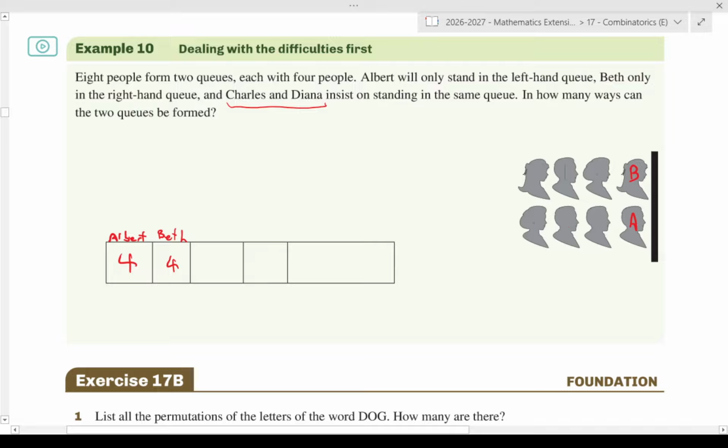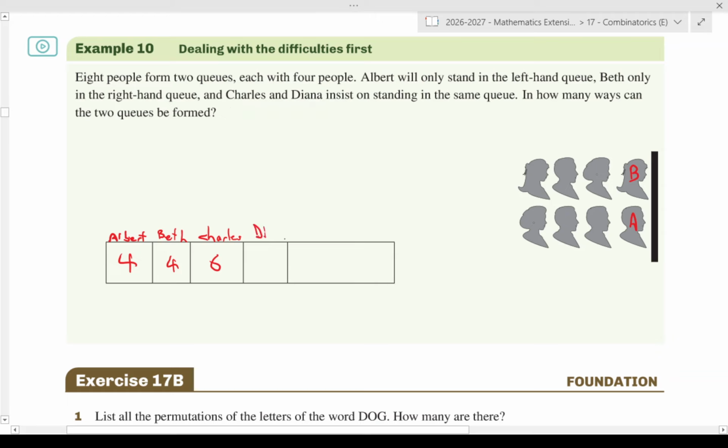So let's do Charles first. Well, Charles can be in any of these spots. So Charles has 6 different spots he can be in. He can't be in the spot where Albert is. He can't be in the spot where Beth is, but he can be in any of the other 6. So that's cool. That's Charles done.